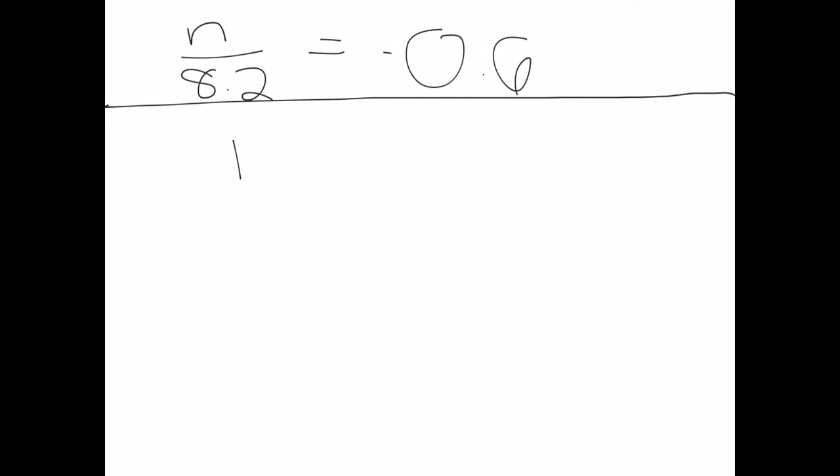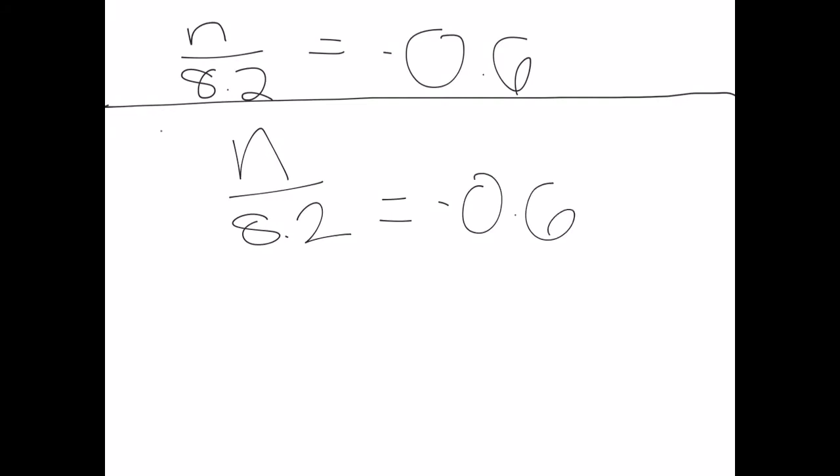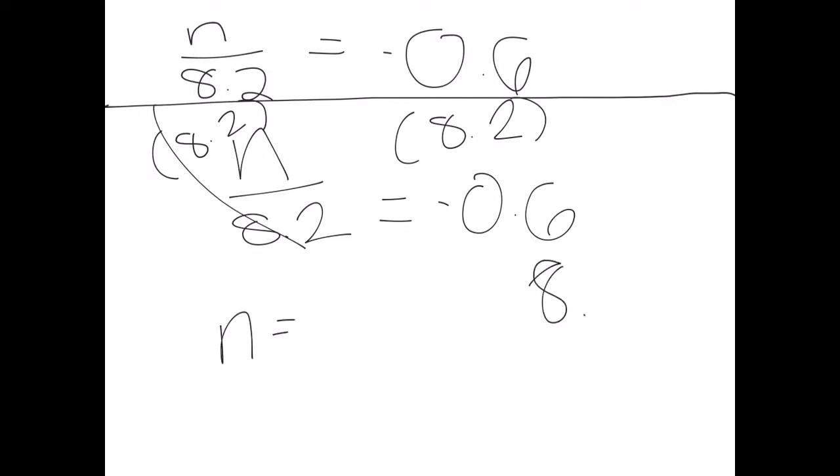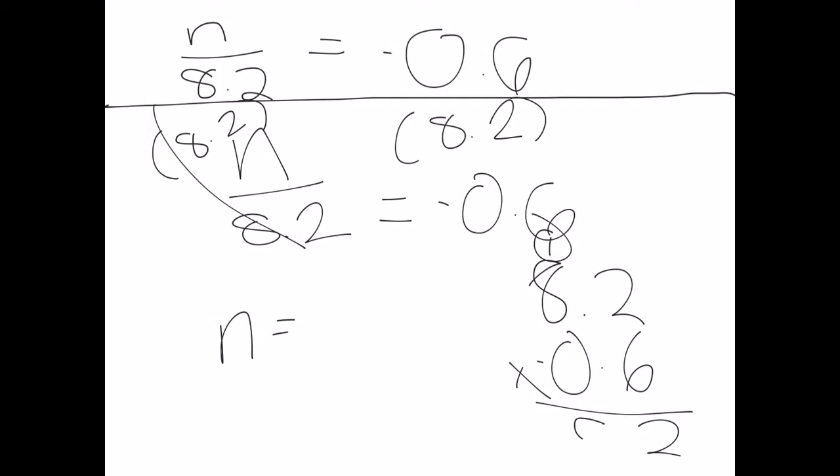To solve n divided by 8.2 equals negative 0.6, first we must multiply both sides by 8.2. Then we do normal. So 8.2 times negative 0.6, let's see, 12, and then 9, 4, and then we do 1 plus 1 equals 2, and so we'd get 4.92.